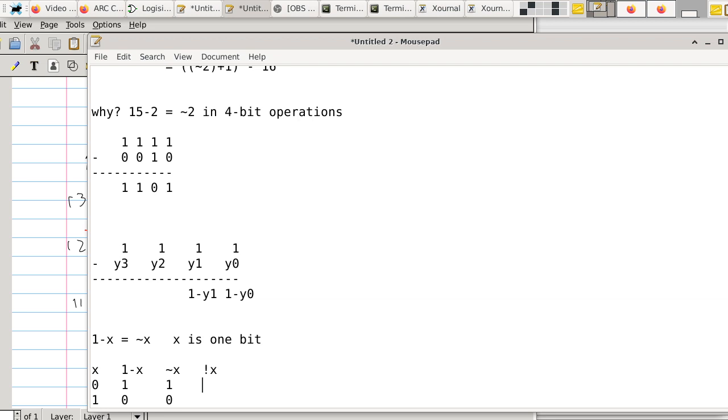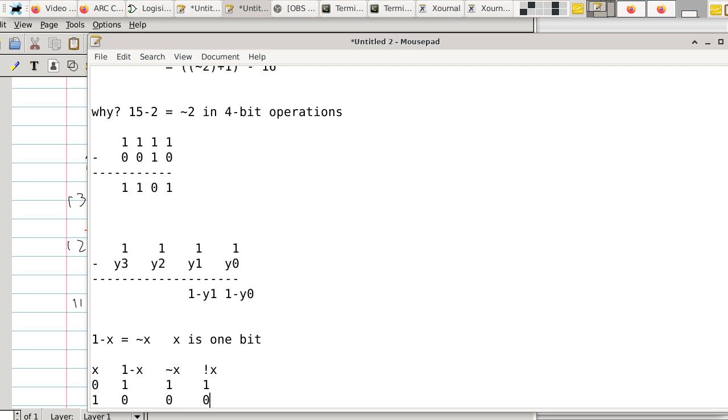Logical NOT, 1 and 0. Do you see how 1 minus x and the bitwise NOT have identical values for every single row? That's your proof right there. This is your proof that 1 minus x as an arithmetic operation, when x is a single bit, is really doing exactly the same thing as bitwise NOT of x. Is that okay?